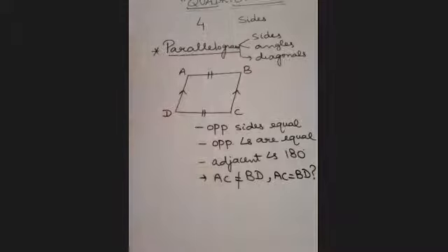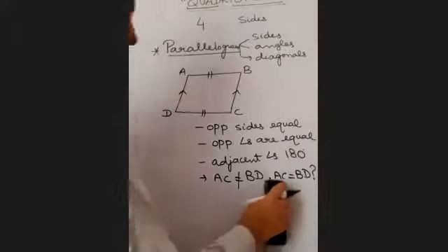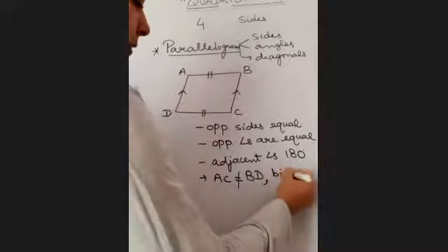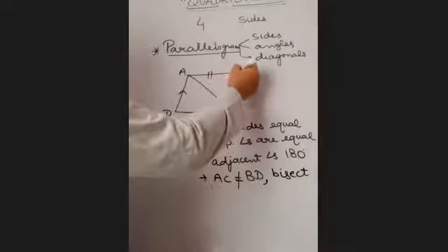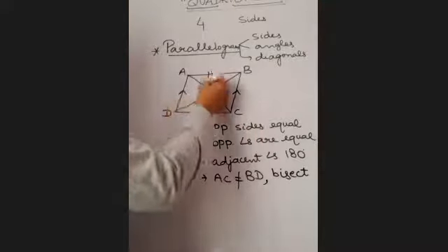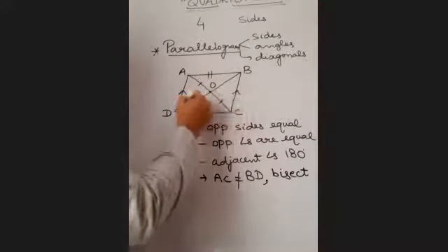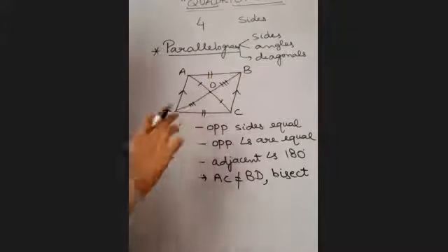Unequal. Think about it. They are unequal, but yes, they do bisect each other. That means OA is equal to OC, OD is equal to OB. Bisection means this, but AC is not equal to BD.